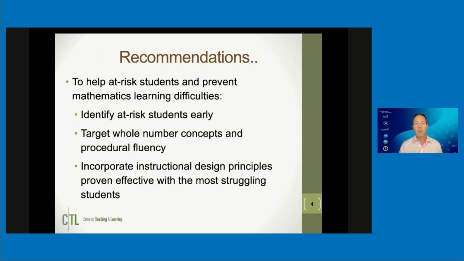So a couple of just broad recommendations when we think about early math intervention. One is obviously if we're going to help at-risk students, we want to be able to identify them earlier on in those trajectories. And instead of covering the whole content of mathematics, we're going to really focus in on whole number concepts and procedural fluency. And lastly, if we're going to be building interventions, we want to make sure that we think about the instructional architecture of our interventions so that we use effective design principles that have been proven effective over time with struggling students.